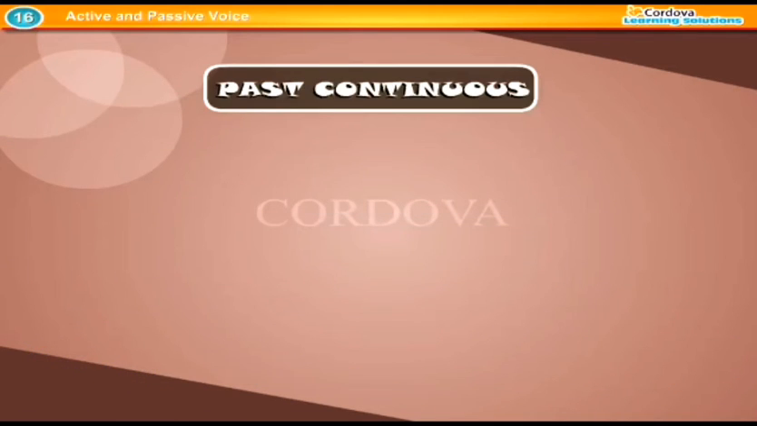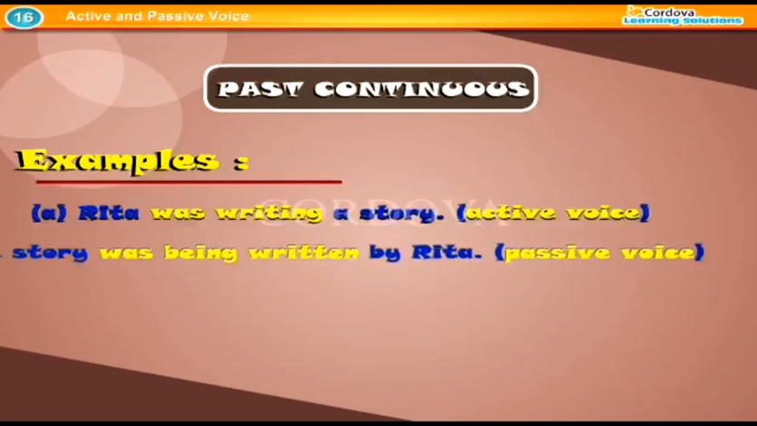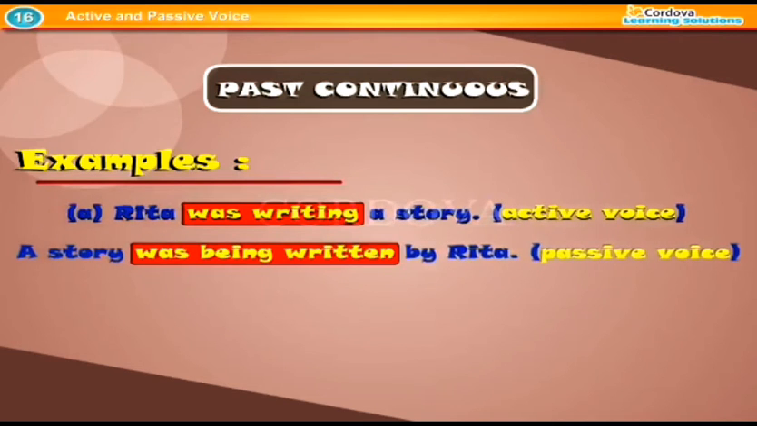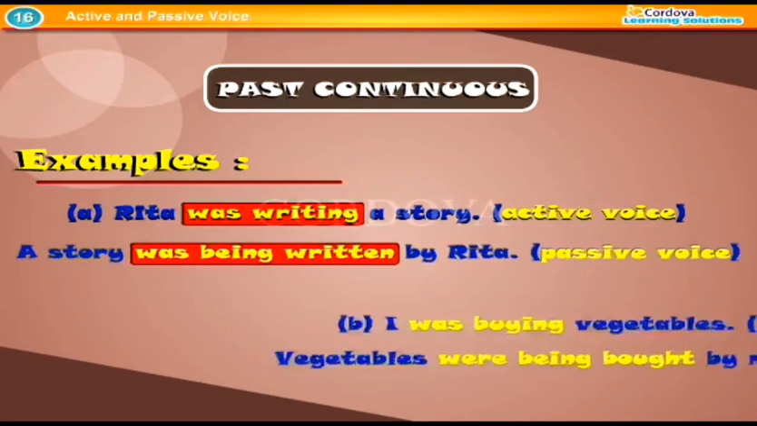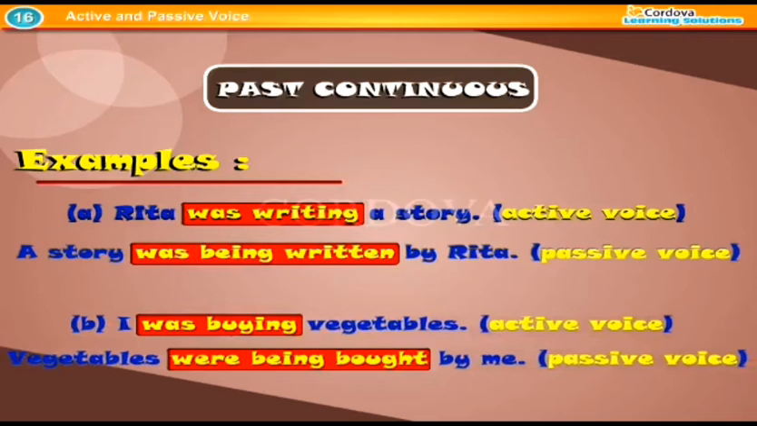Past continuous. Examples: Rita was writing a story. Active voice. A story was being written by Rita. Passive voice. I was buying vegetables. Active voice. Vegetables were being bought by me.